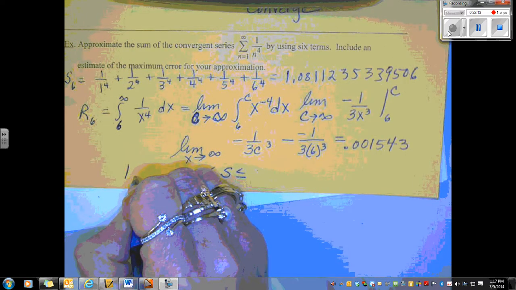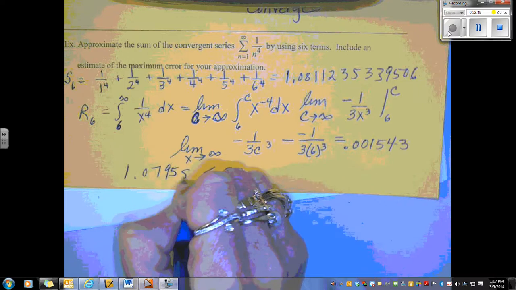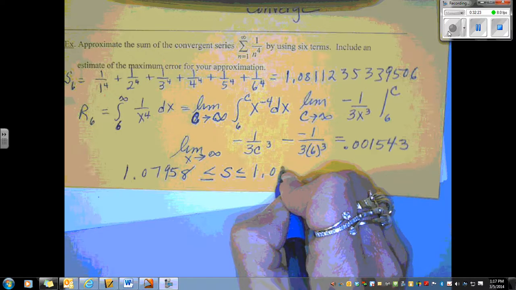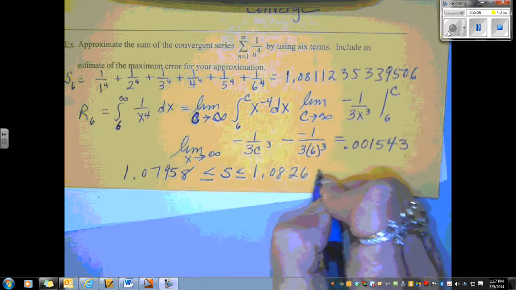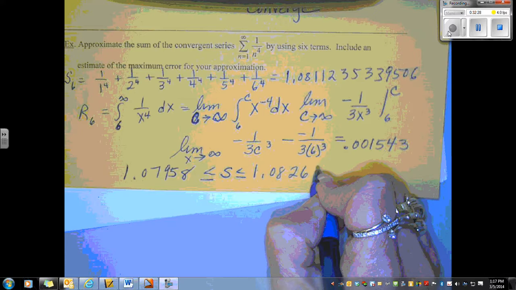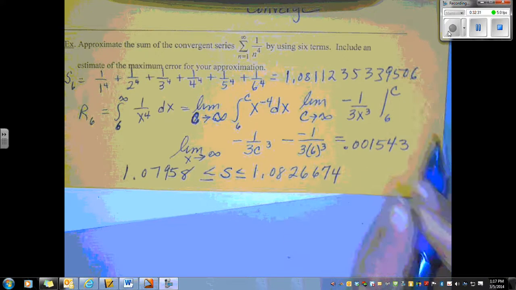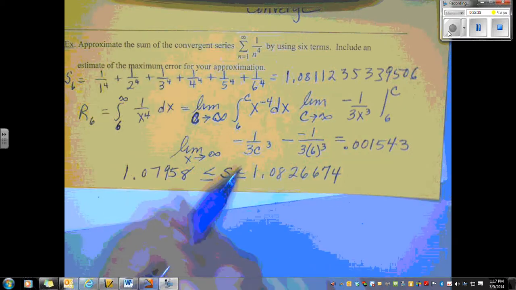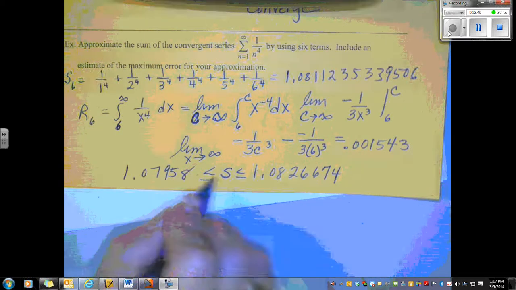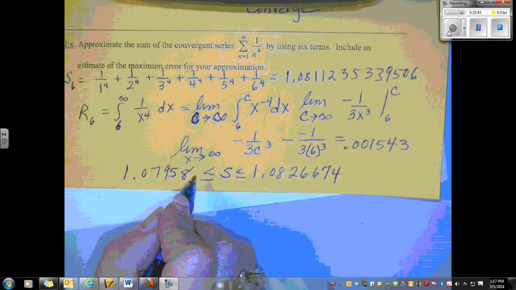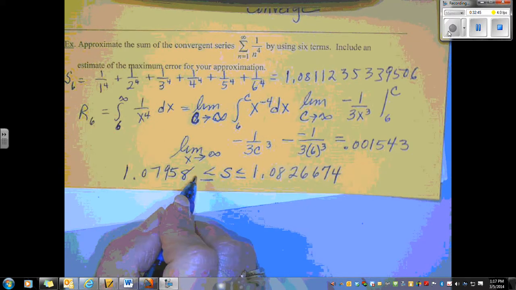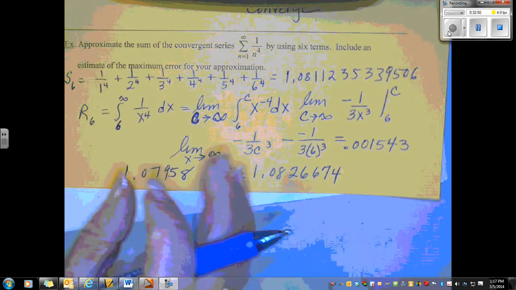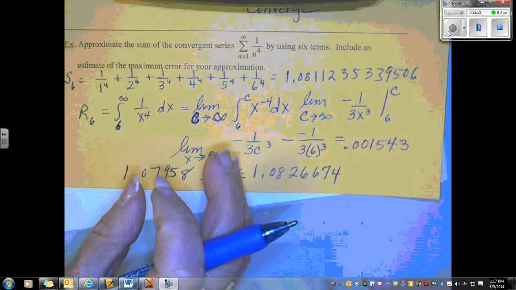1.0796. Or do you want the bigger one? The big one's 1.082666. Okay. Our real sum of all of these things is somewhere in between there. That's not a very broad range. Exactly. We want this to be small. You're saying that the error is really small. You're really close.